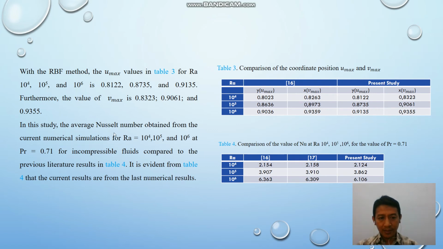In this study, the average Nusselt number obtained from the current numerical simulation for Ra 10^4 until 10^6 at Prandtl 0.71 for incompressible fluids is compared to previous literature results in table 4. This is Ouertatani, then this is the other research, so this is the present study. The current results are close to the previous numerical results.